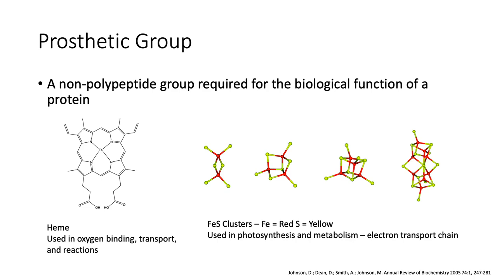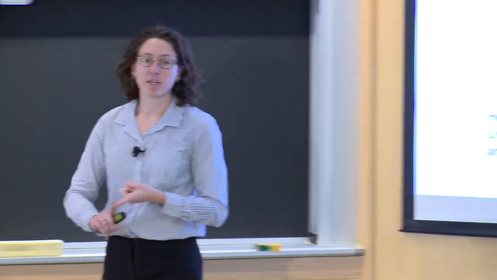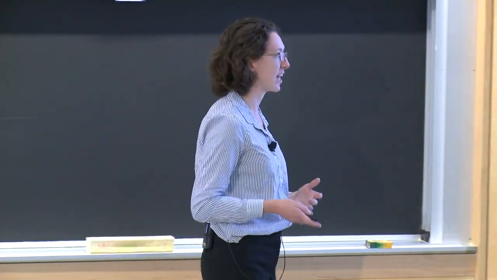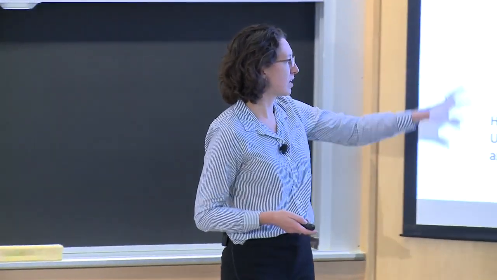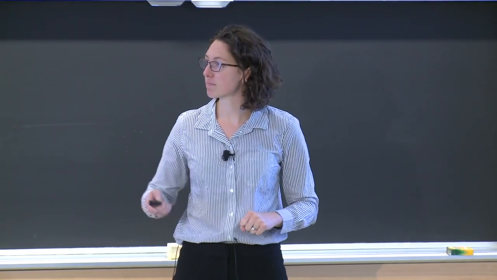Another really common prosthetic group is the heme group, which you may recognize from hemoglobin. It is used in oxygen binding and transport, so it binds to the oxygen and carries it through your blood. And it can also be used in oxygen reactions or oxygen activation, which is what we're going to talk about today. Other types of prosthetic groups, you can have lipids or sugars that are bound to proteins that help with protein recognition and things like that. But metals and metal centers are the most common that are used.